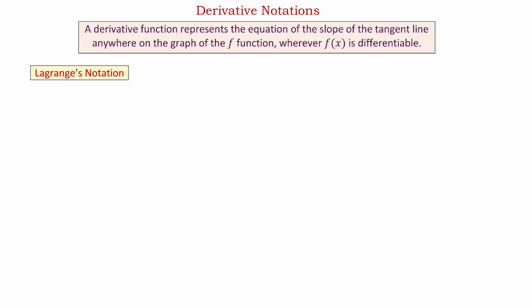The first one is Lagrange's notation. Lagrange was an Italian mathematician and physicist. With this notation, given a function f of x, the derivative is f prime of x. So this notation uses the prime symbol, and we read it f prime of x. If instead of f of x we have a function y, then the derivative is y prime.